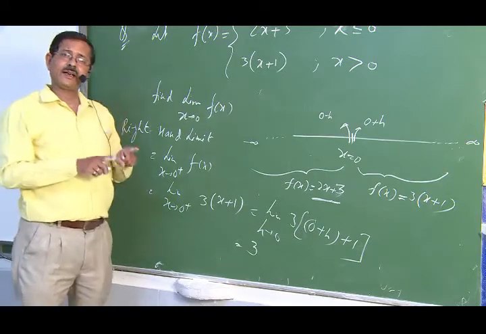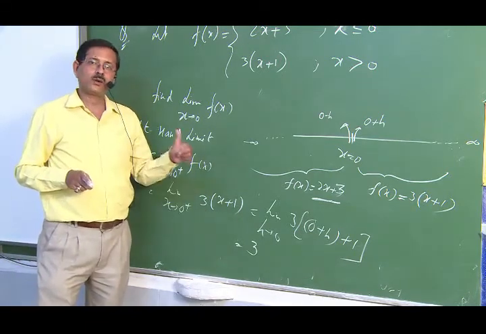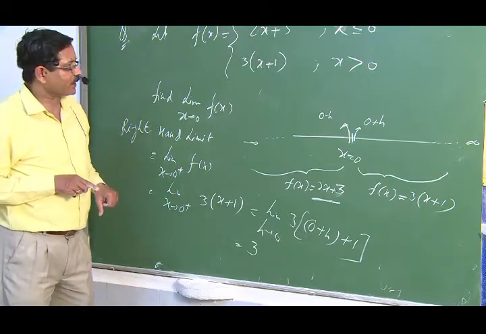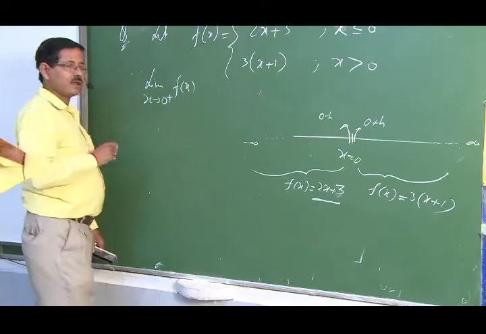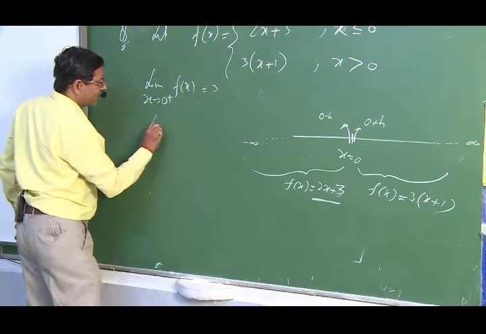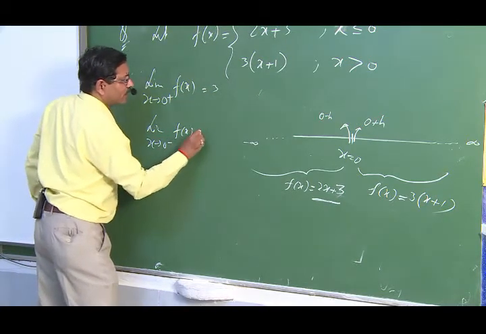Now left hand limit is equal to right hand limit is equal to 3. So the limit exists and has a finite value, which is 3. Since the right hand limit is equal to 3, the left hand limit, limit x tending to 0 minus f(x), also equals 3.